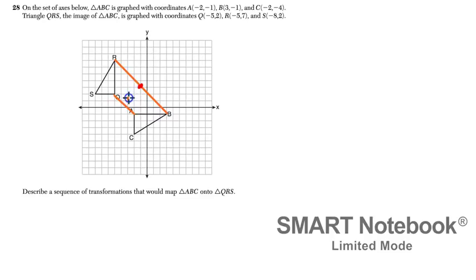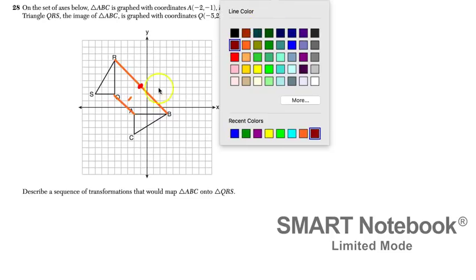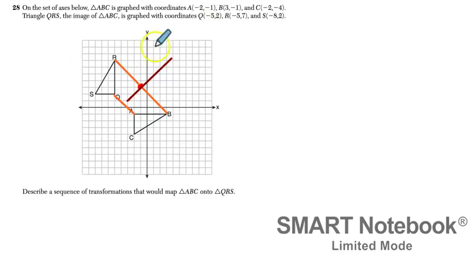So my line of reflection, let's try a different color here, would look like this. And again, this is just a hypothesis. In order to see if that's actually going to be my line of reflection, I want to test it out. So I want to see if every point when I reflected over that line would map onto one of the other points.